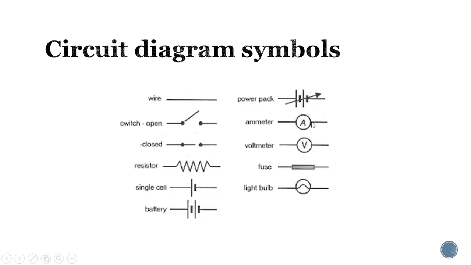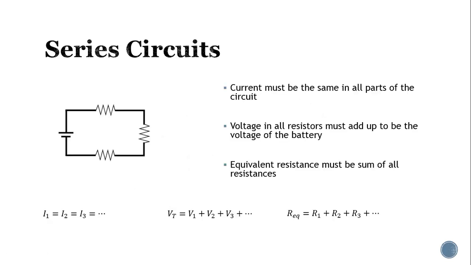Anytime you see an A inside of a circle, that means an ammeter, which is a device used to measure current. Anytime you see a V inside of a circle, that means a voltmeter, which is a device used to measure voltage. If you ever see me use something like this, I mean a fuse. And if you see a circle with some sort of squiggly line inside, something you've probably already seen before, that's a light bulb in a circuit.